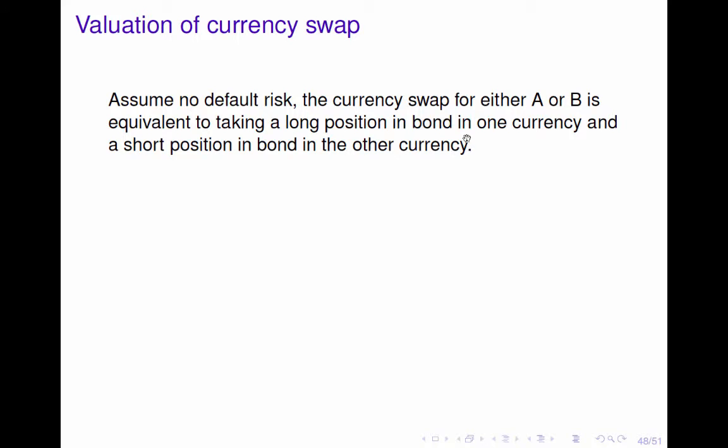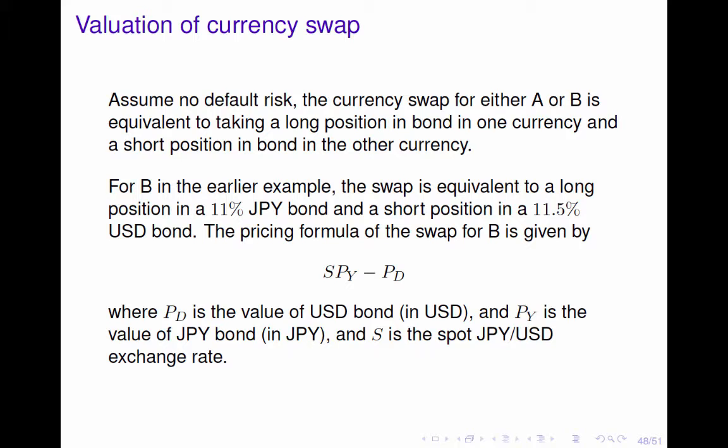The valuation of currency swaps is similar to that of interest rate swaps. Assume no default risk. The currency swap for either A or B is equivalent to taking a long position in a bond in one currency and a short position in a bond in the other currency. For B in the earlier example, the swap is equivalent to a long position in an 11% Japanese yen bond and a short position in an 11.5% US dollar bond.